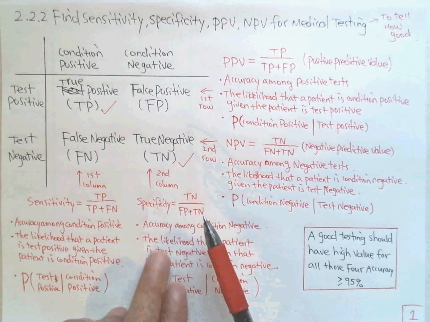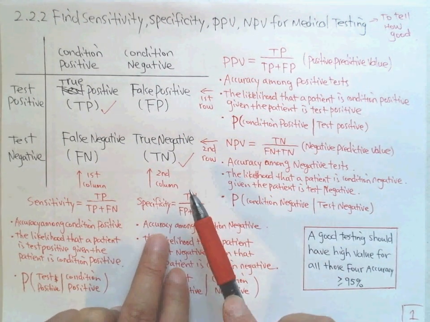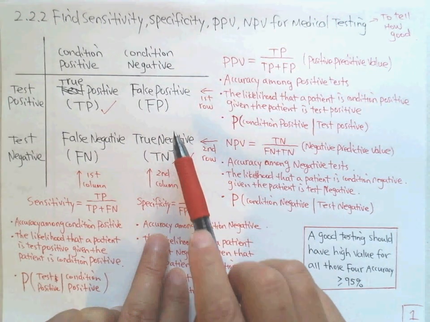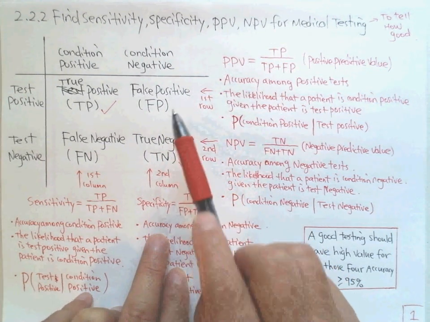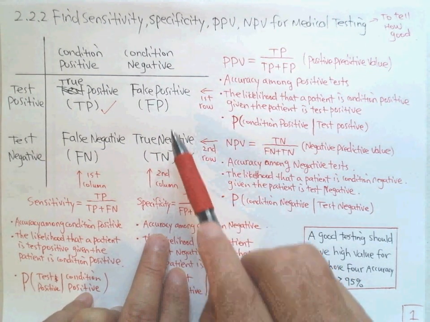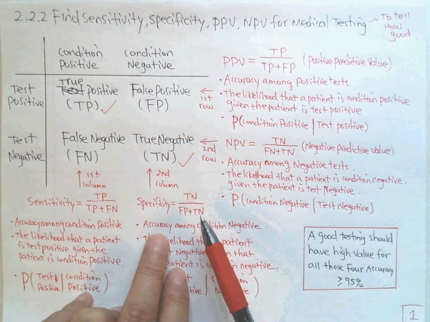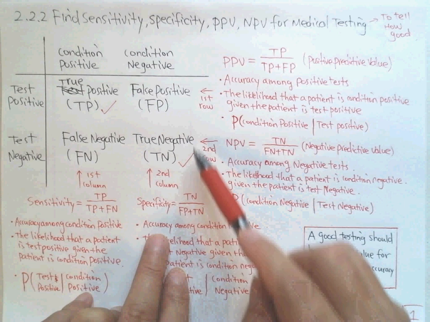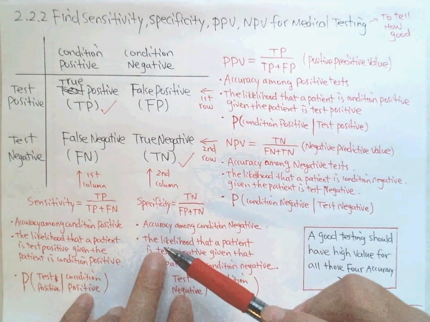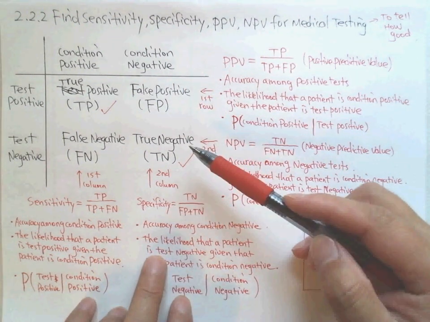The first understanding is the accuracy: how many percentage of the tests are correct. So this is the true one, over this is the sum. That's the accuracy, how many percentage is correct, right? Accuracy among condition negative.